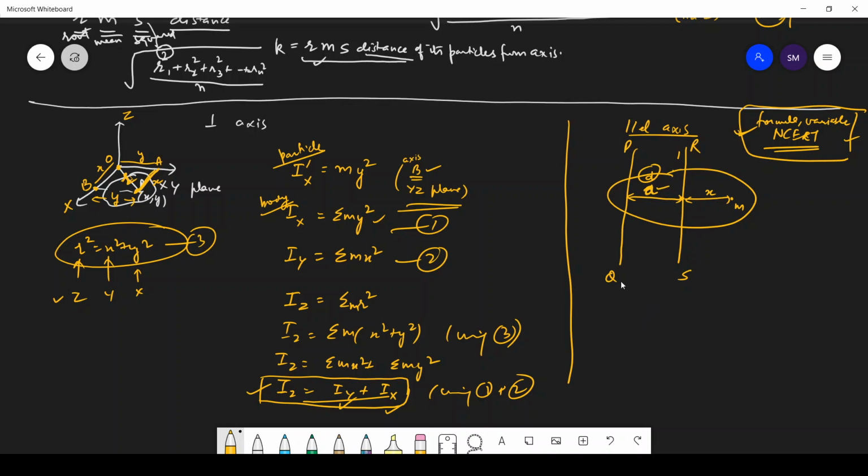So here this distance is d, and the moment of inertia of the particle about the axis PQ, with mass small m of the particle at this point P, is m r square. What is the distance here? We are taking d as per SL Loney, so this distance is x plus d. So m r square is the inertia, where r is x plus d here.